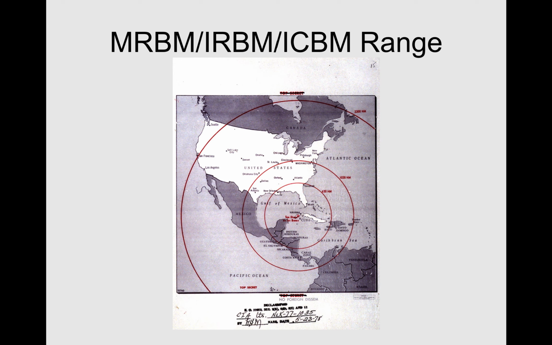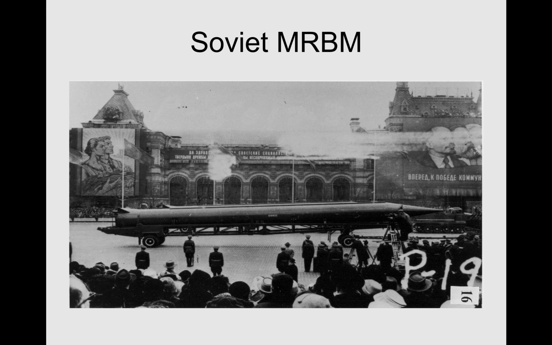Those missiles can't reach the United States. But now if they're placed in Cuba, these can absolutely reach the United States and a significant portion of the United States. This is what a medium-range ballistic missile looks like. You can see how big it is compared to the people. So the Soviet Union had a parade of all of their nuclear missiles in the 1950s, and this shows you an example of the type of missile that's being placed.